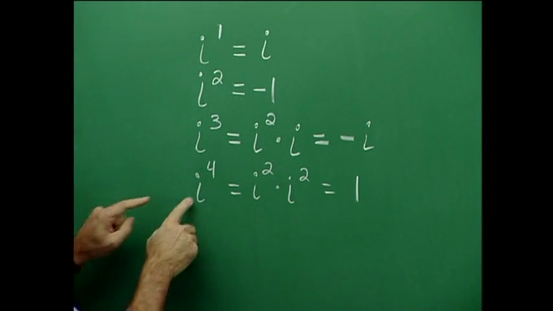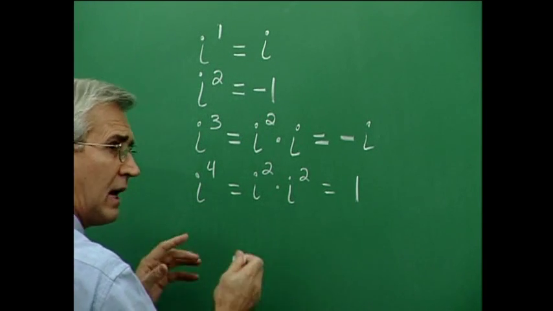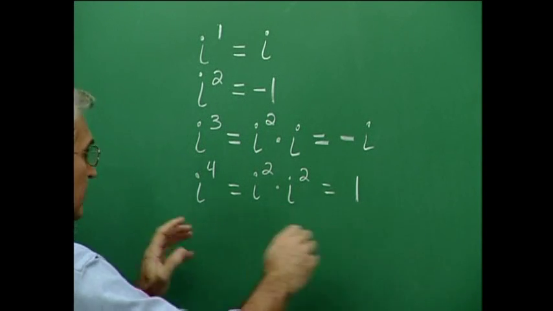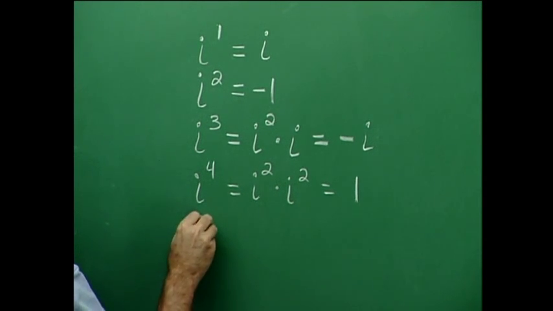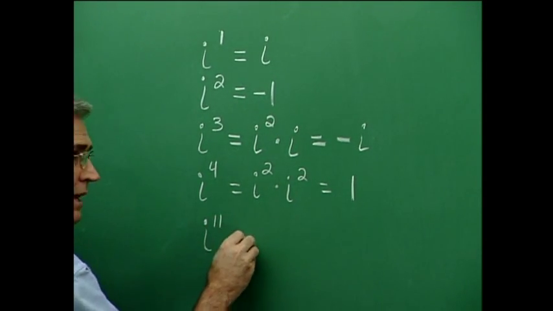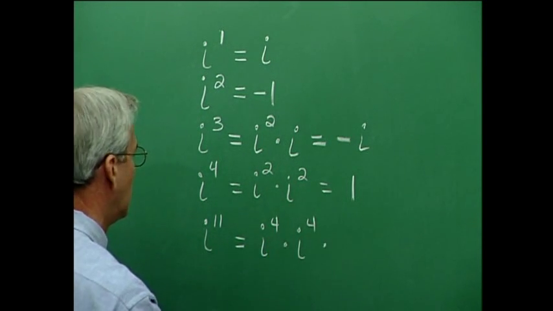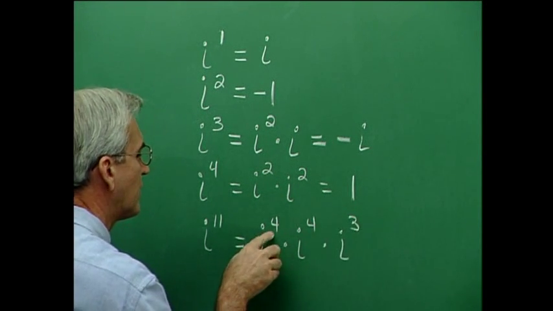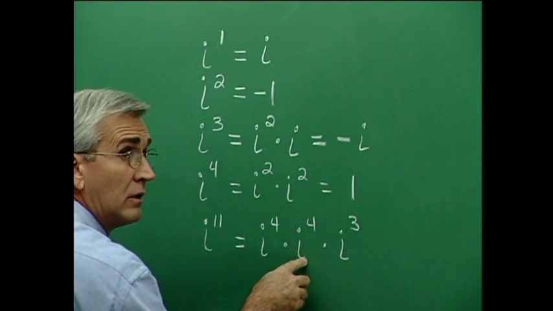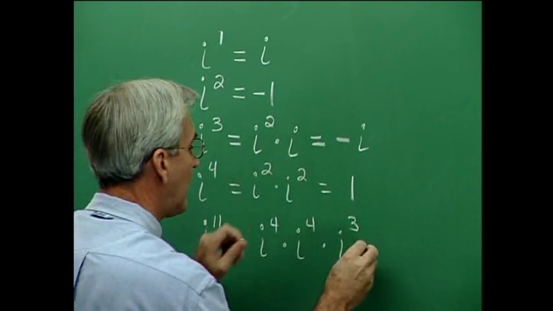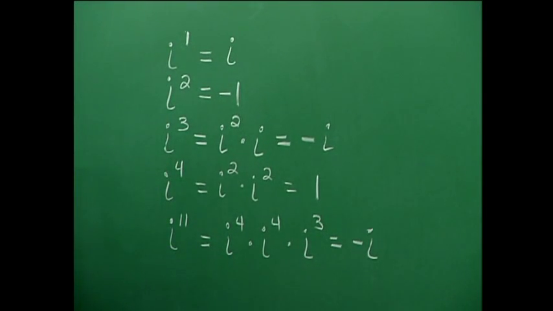Now that's really handy. If i to the fourth is 1, then higher powers on i can be simplified by just subdividing those factors into groups of i to the fourth. For example, if we have something like, let's say i to the 11th, then we can think of this as i to the fourth times i to the fourth times i cubed. So let's see, 4, 8, 11. Yeah, that's right. All right, so we have this is 1, that's 1, and then i cubed, we said earlier, is negative i. So all this is negative i. A nice little way to simplify higher powers of i.